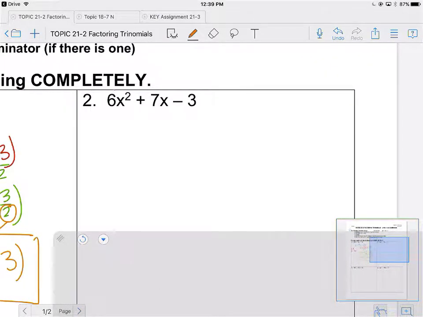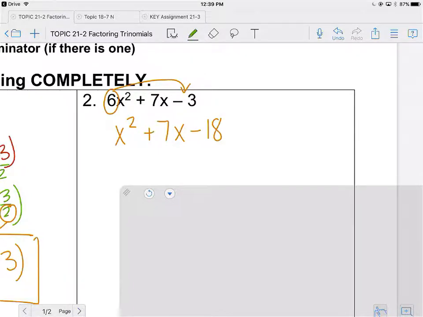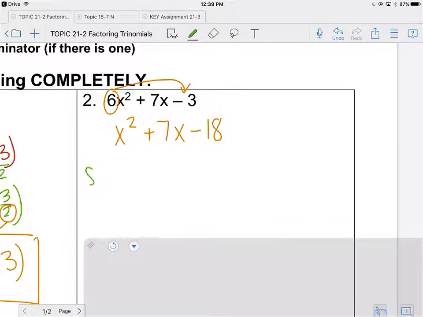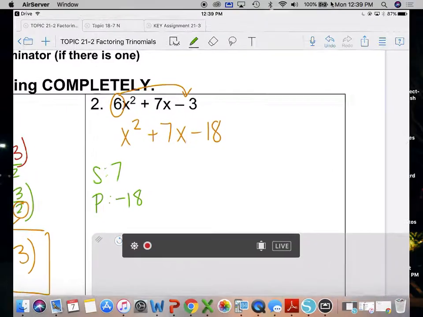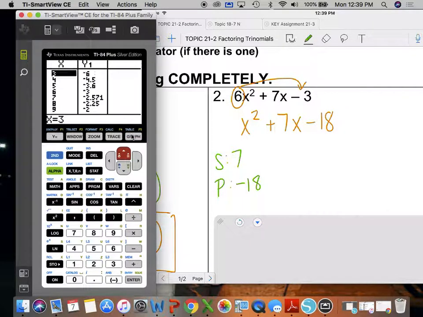Problem 2, step 1. Take the 6, multiply it in the back. So I have x squared plus 7x minus 18, because 3 times 6. Steps from yesterday. Sum and product. We put the product into y equals and search for the sum. So second graph, I am looking for two numbers that add to 7.